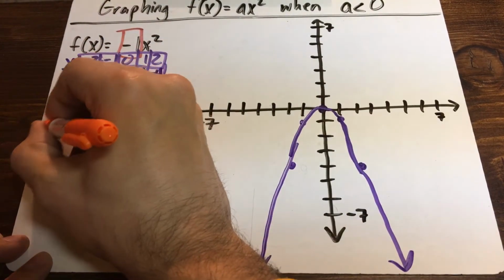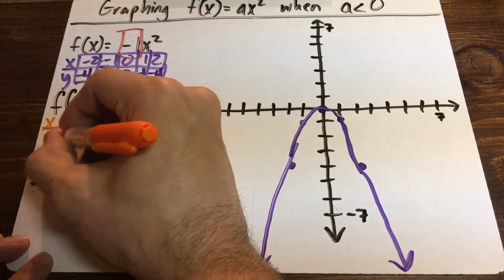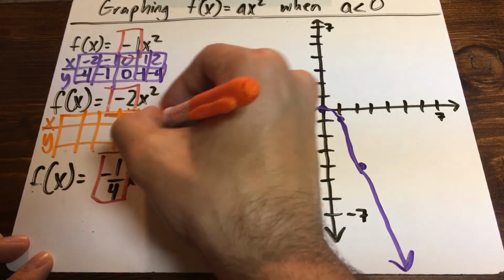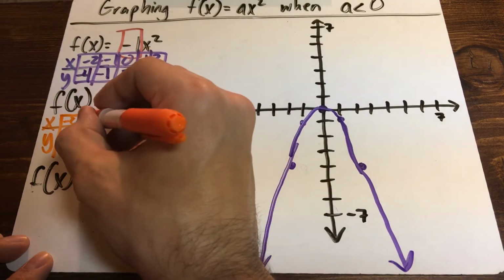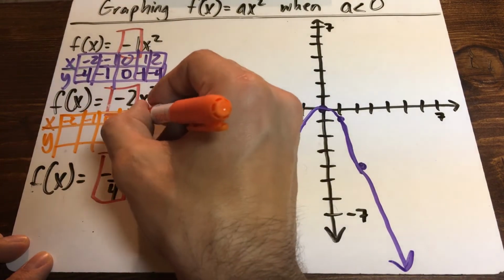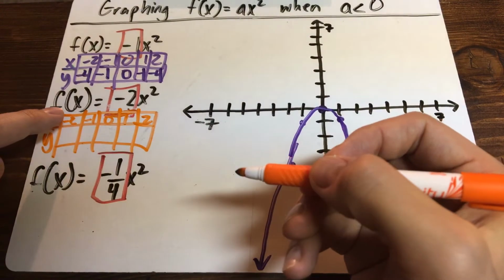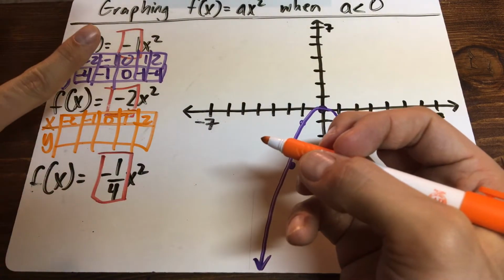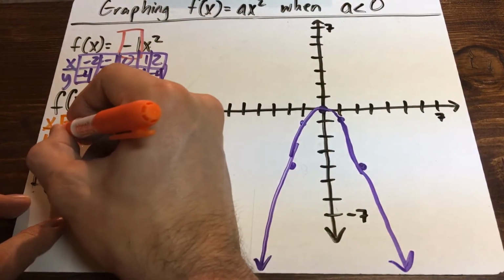Sorry about that. I keep hitting my tripod. Let me go ahead and make my little table here. And like I said earlier, you won't actually have to make these tables on all of them. This is a -2. -2 squared is -2 times -2. That's 4. 4 times -2 is -8.